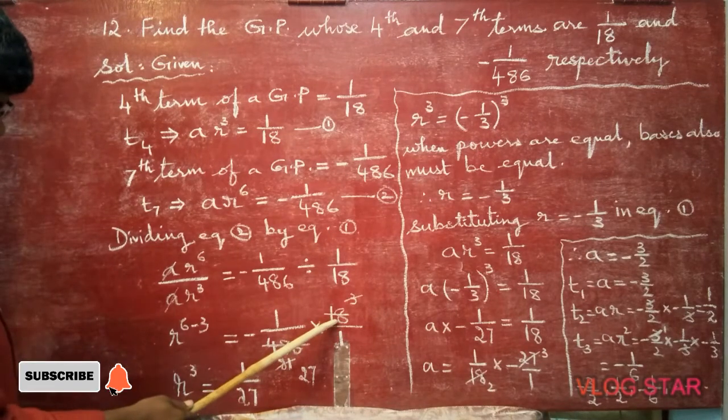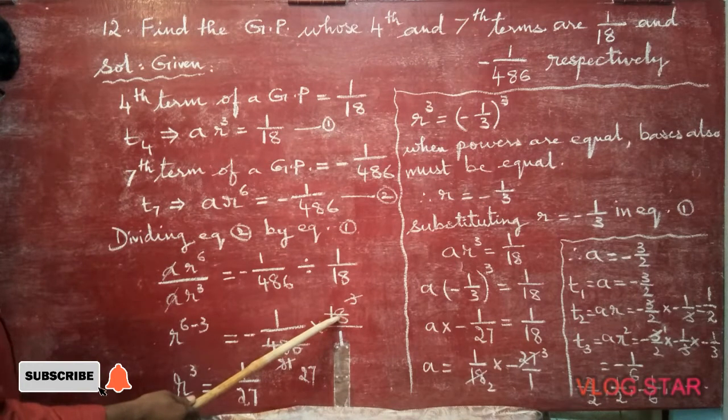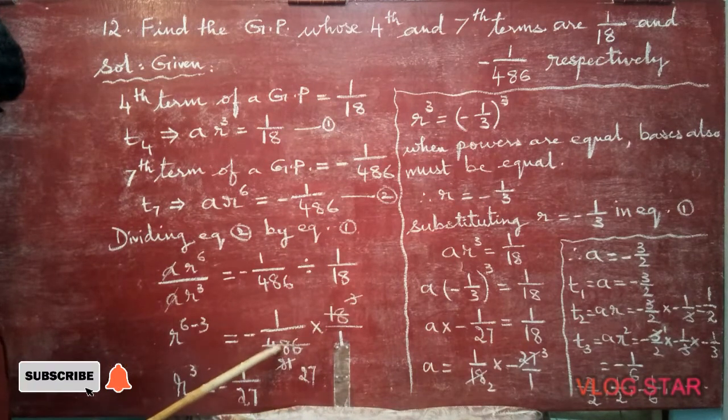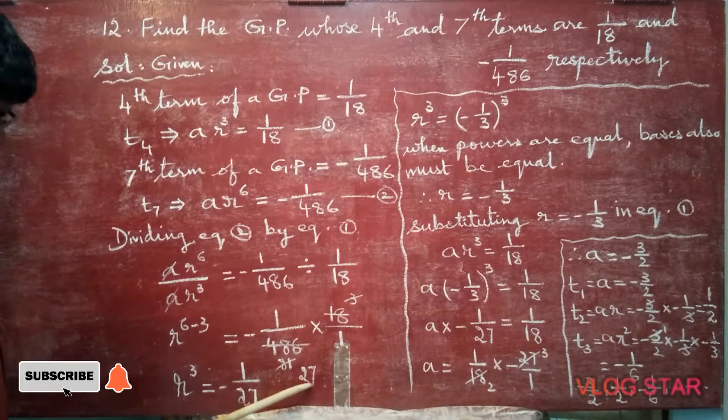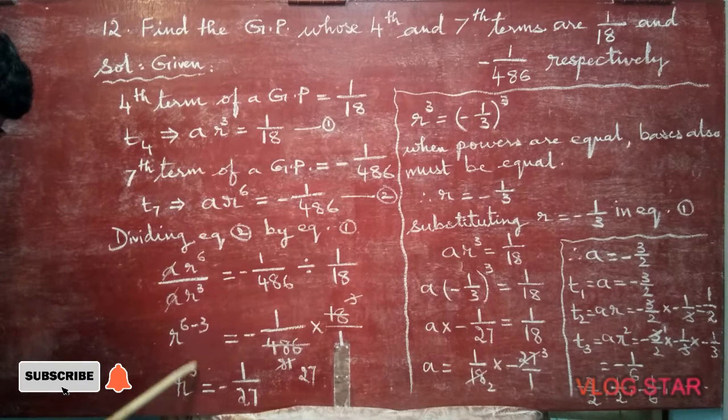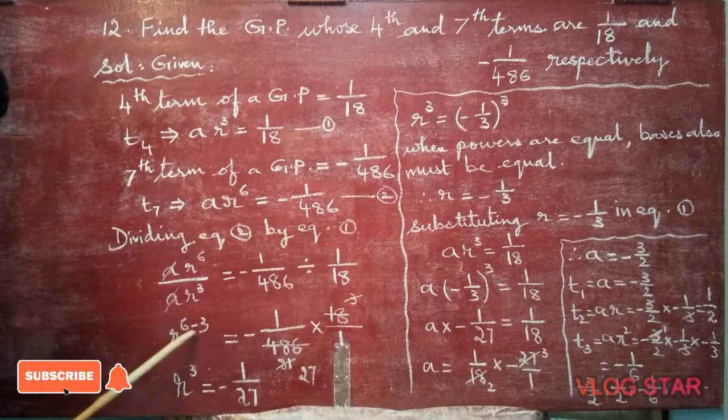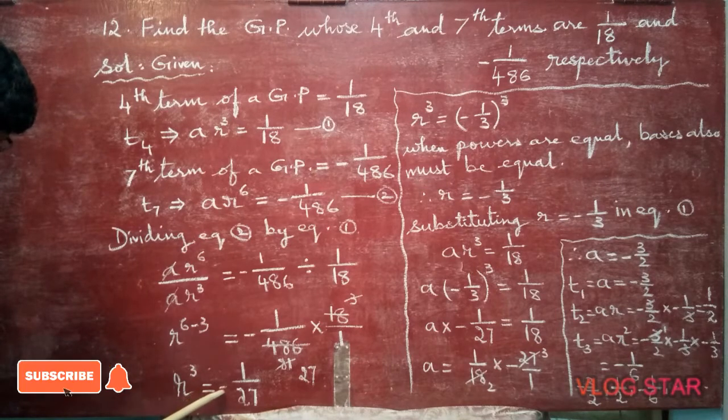Now take the 6 table. 6 goes 3 times. 6 8s are 48, 6 1s are 6. Again the 3 table, 3 goes 1 time, 3 goes 27 times. So, r cube is equal to, how did r cube come? r to the power of 6 minus 3. 6 minus 3 means 3. So, r cube is equal to minus 1 by 27.